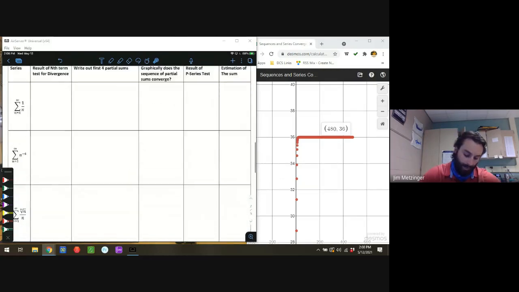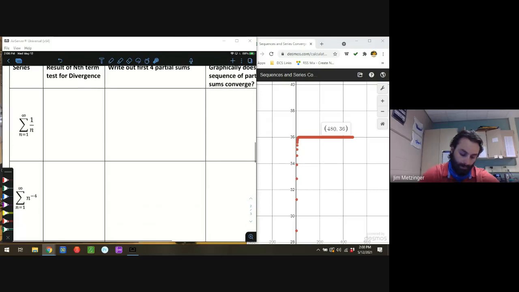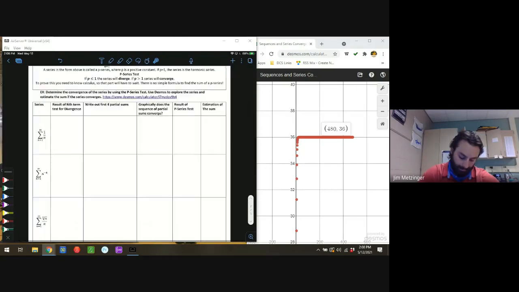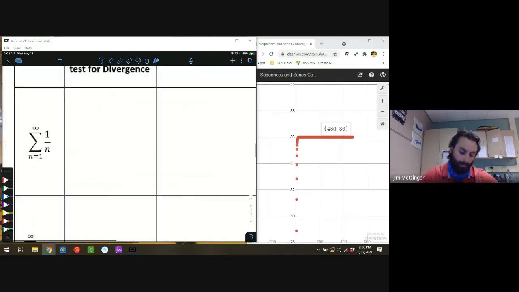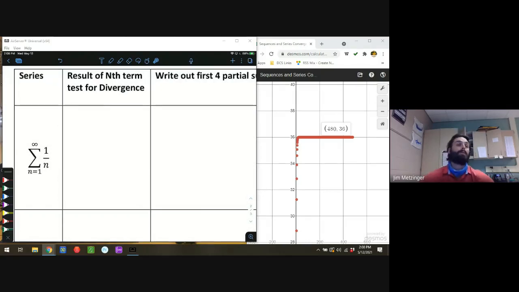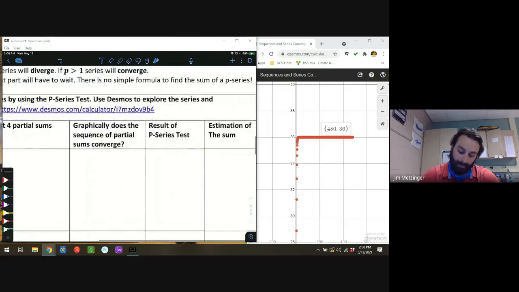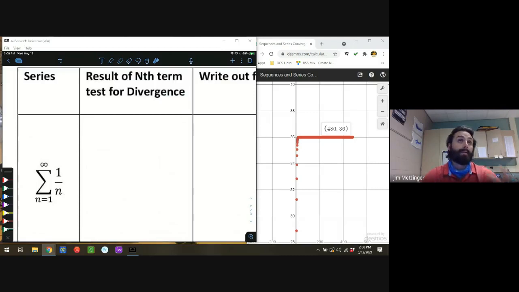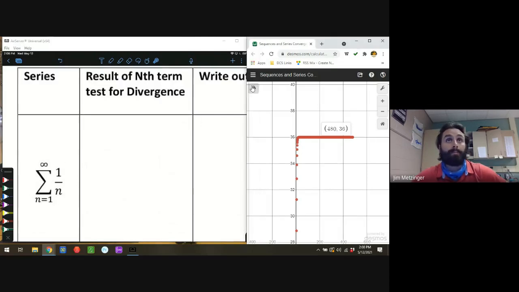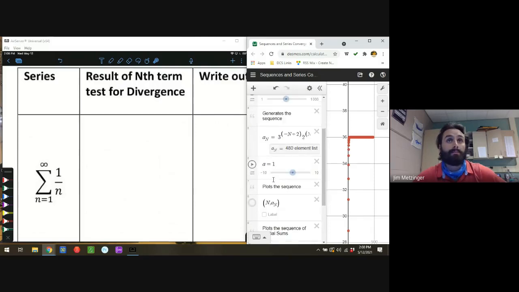So let's do the top one, and we'll do the top one and the bottom one. So the end goal here is to look at a series and be able to determine: does it converge or not? We have some steps that we have to hit along the way. So let's start here. Given this series, this is called a harmonic series, 1 over n. What is the result of the nth term test?